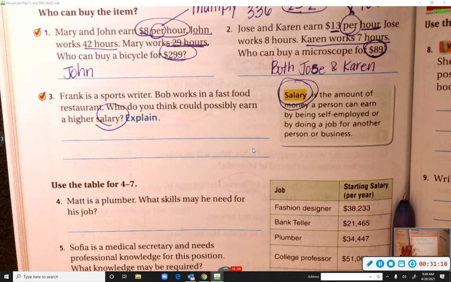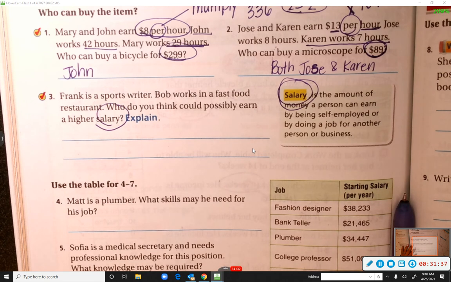Can you work in a fast food restaurant when you're a kid? Yeah, you can. So do you think it requires much skill or knowledge? To cook food? No. You don't, because you could be trained probably in a day or so to figure out what to do in a fast food restaurant.